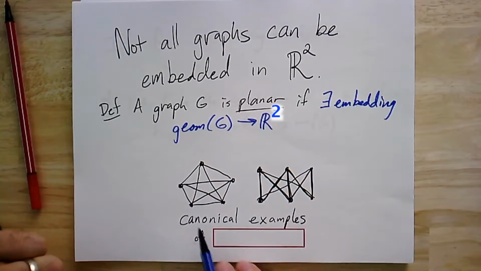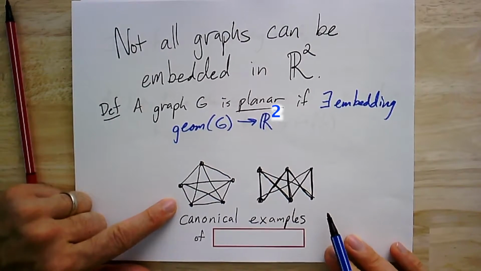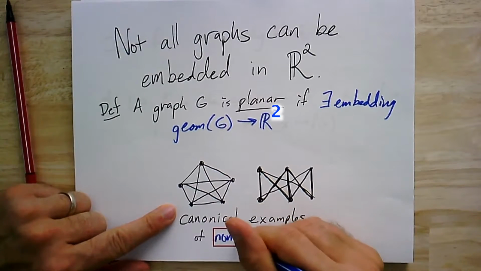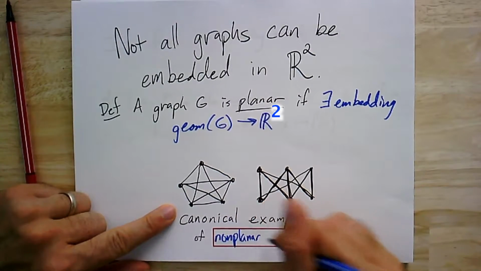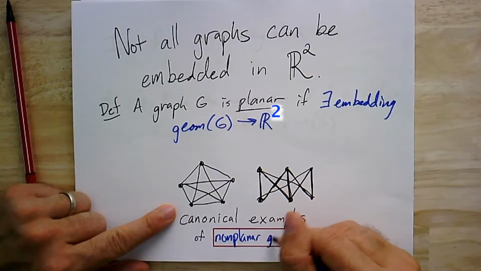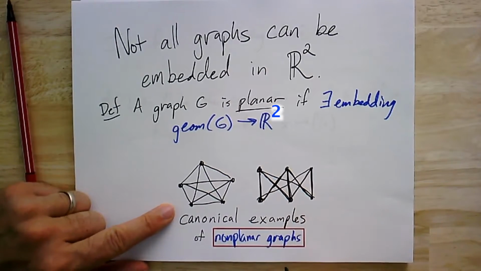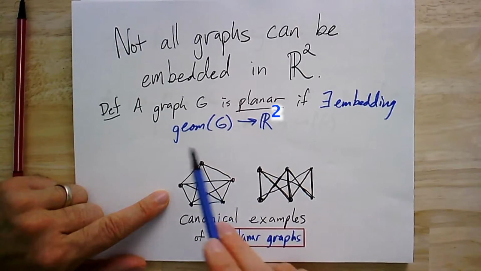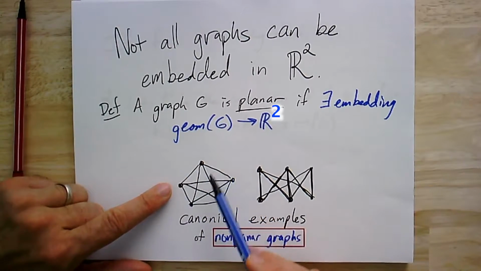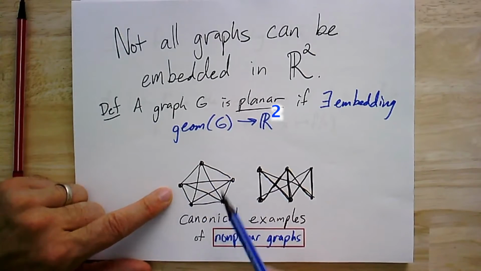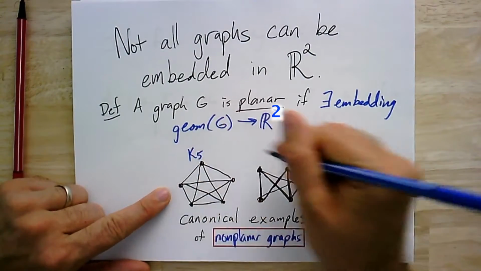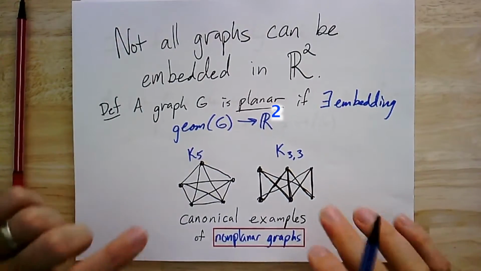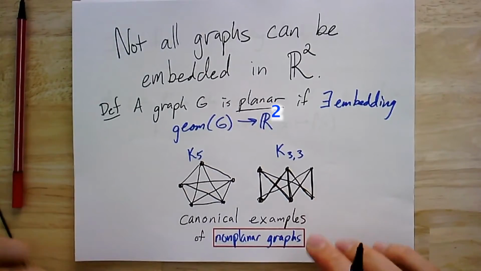Now, here are two, these are really the canonical examples of what we would call non-planar graphs. These are graphs that cannot be embedded in the plane. There is no way to find a continuous embedding, a continuous map from the geometric realization of this. This graph is K5, and this one is K33, which we saw at the beginning of this video. There's no way to draw these without crossing.